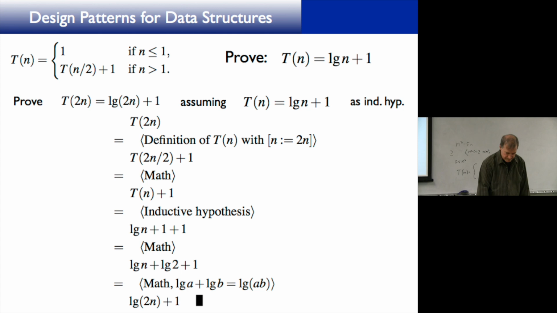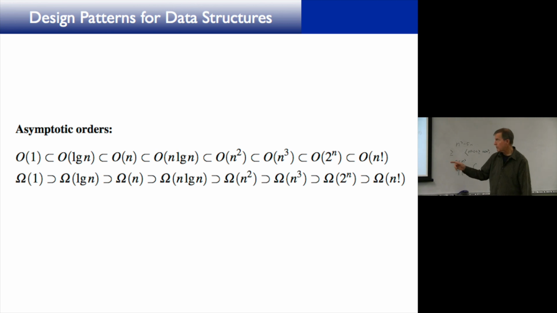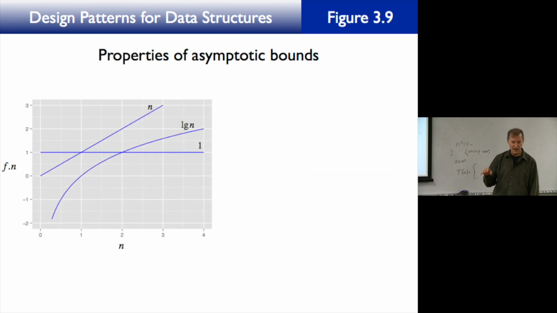Now, you know these orders, right? You know which is bigger. Which is bigger, n squared or n log n? n squared. n squared is bigger than n log n because log n is between 1 and n. So anyway, those are the asymptotic orders. I assume we all know those.